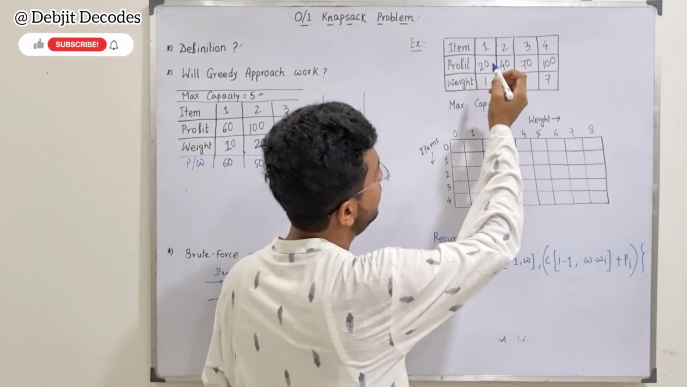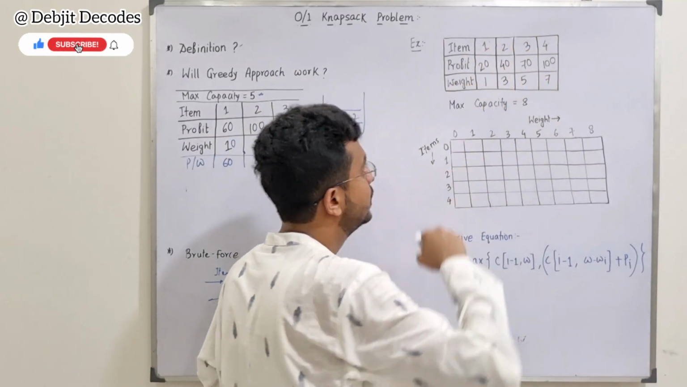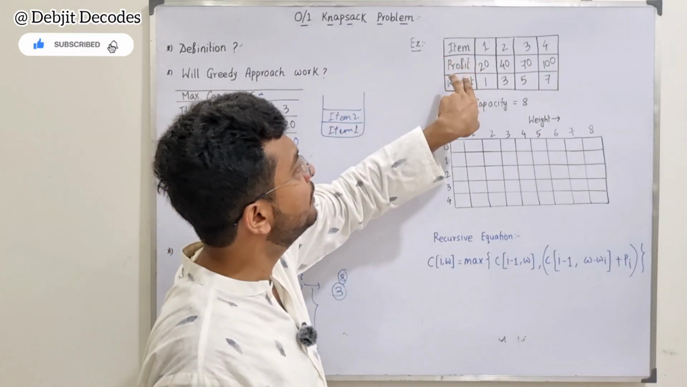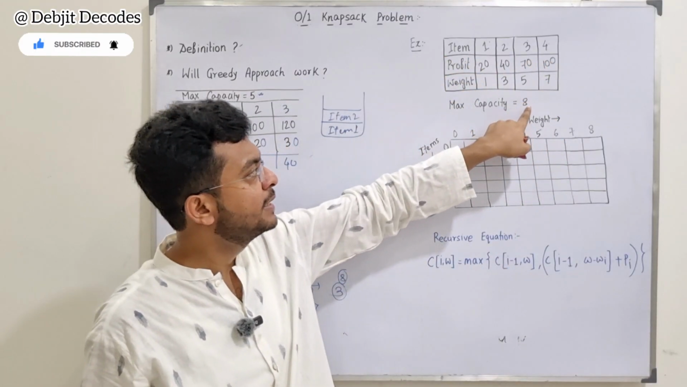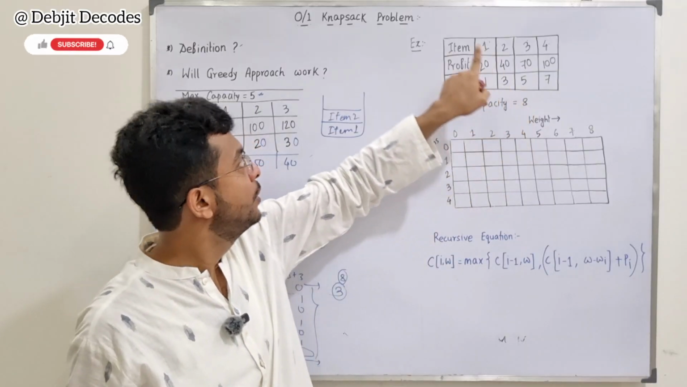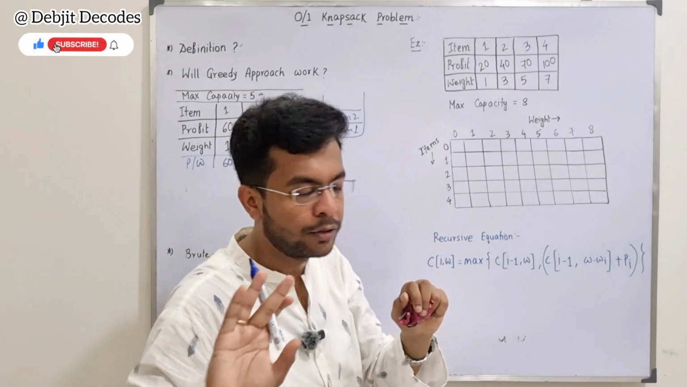Now see, there are 4 items given: item 1, item 2, item 3, and item 4. For each item, there is some profit, and for each item, there is some weight. The maximum capacity is given as 8. And we need to solve using the 0, 1 knapsack, that is, you either take the item fully or you do not take it at all.